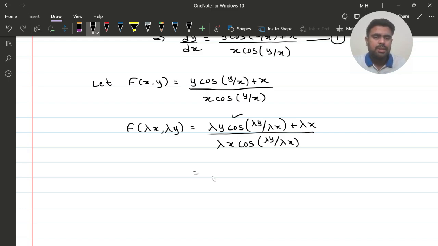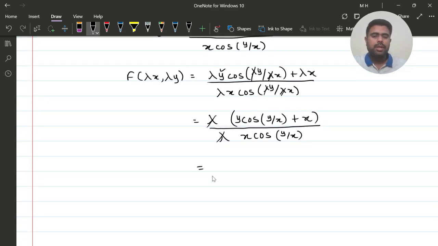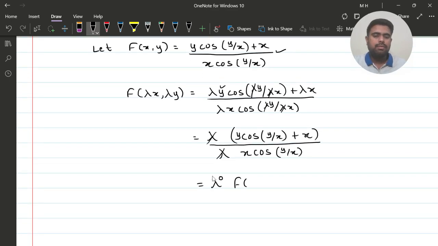In this, first term is this, second term is this. In both of them lambda is common. If I take out lambda, what will I get? Cos of lambda y by lambda x, the lambda cancels again, I will again get y by x. Y is also left out here. Y cos of y by x plus x whole divided by x cos of y by x, lambda divided by lambda cancels, and I'll get 1, which can be written as lambda raised to 0. Lambda raised to 0 times y cos of y by x plus x divided by x cos of y by x is nothing but our f of x comma y, right?